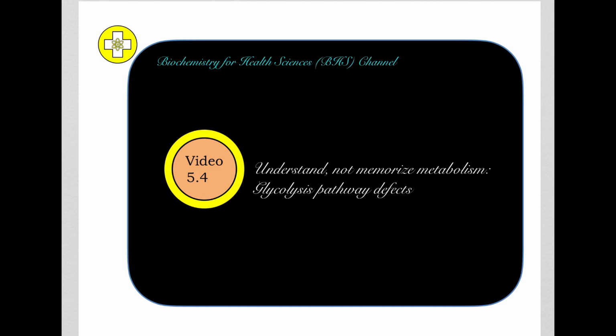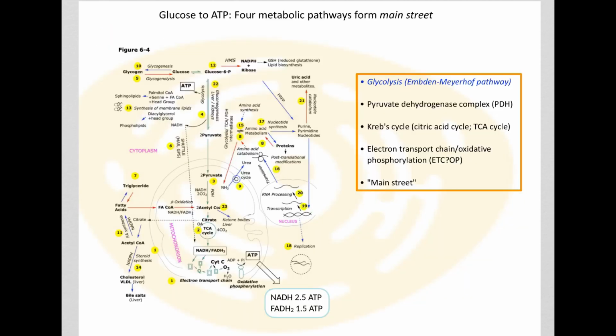In today's video, we'll talk about glycolysis pathway defects. In previous videos, we have established that the generation of ATP from glucose is perhaps the most important metabolic highway for human survival.